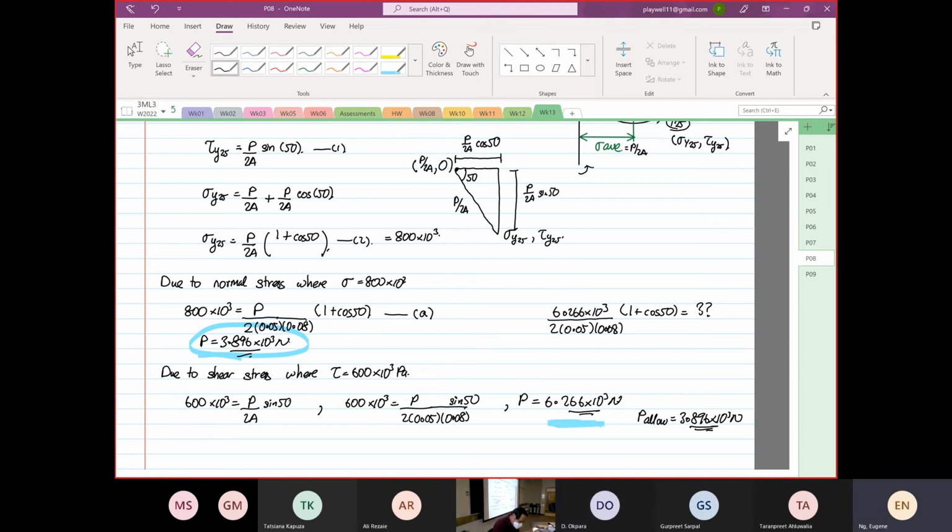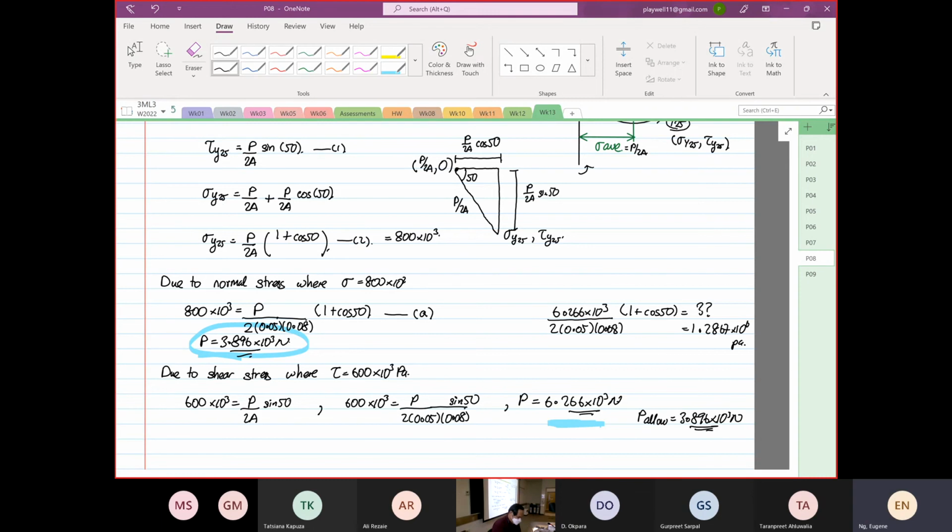So this will be equal to 1.2867 times 10 to the power 6 Pascal. So the structure will fail already. That's why we cannot load up to the highest value. Okay? Makes sense.